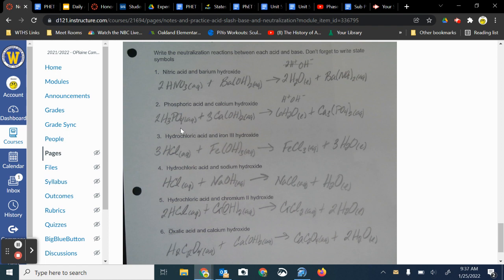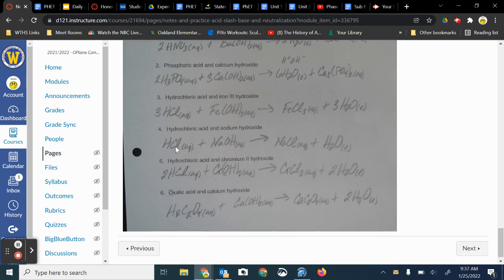And then water is a non-electrolyte. So for number 3, we have hydrochloric acid. Hydrochloric acid is on our exception for strong electrolytes, so it's strong. Iron 3 hydroxide is a weak electrolyte because iron is a transition metal. Iron 3 chloride is a salt, which would in turn be a strong electrolyte because it's dissolved, and then water is a non-electrolyte. Then we have hydrochloric acid again, strong electrolyte. Sodium hydroxide, sodium is a group 1 metal. That would also be a strong electrolyte.